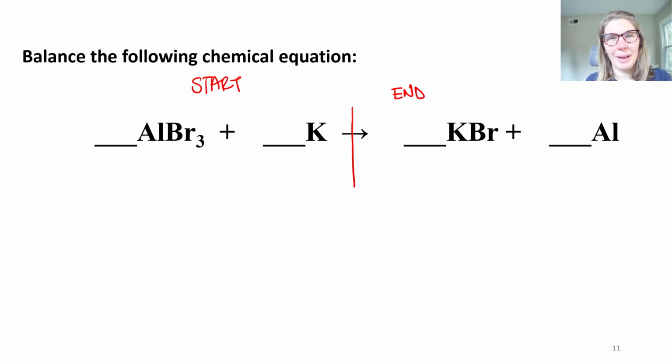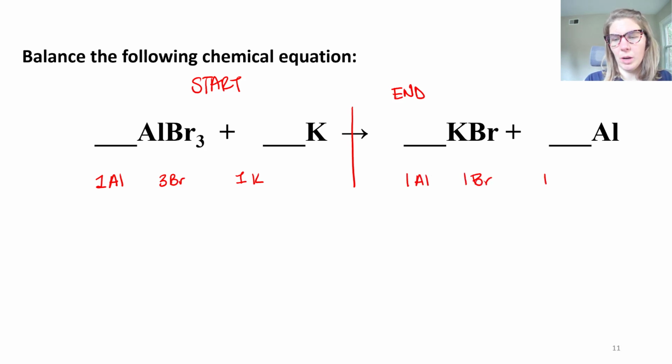So we can go ahead and start by taking stock. We have 1 aluminum on this side and 3 bromines and 1 potassium. Just to make my life easier and yours too, I'm going to take this order that I wrote, my aluminum, bromine, and potassium, and I'm going to use that order on the next side so that I have less stuff to have my eyeballs focus on. So I have 1 aluminum on this side, 1 bromine on this side, and 1 potassium. What this helps me see is that I do not have the same number of bromines. So let's start with bromine.